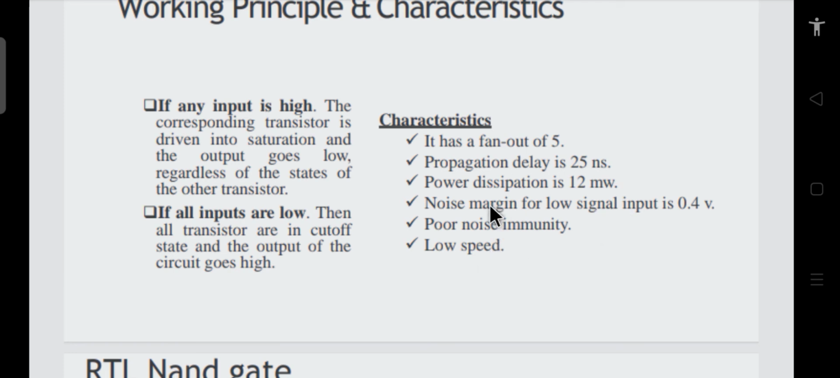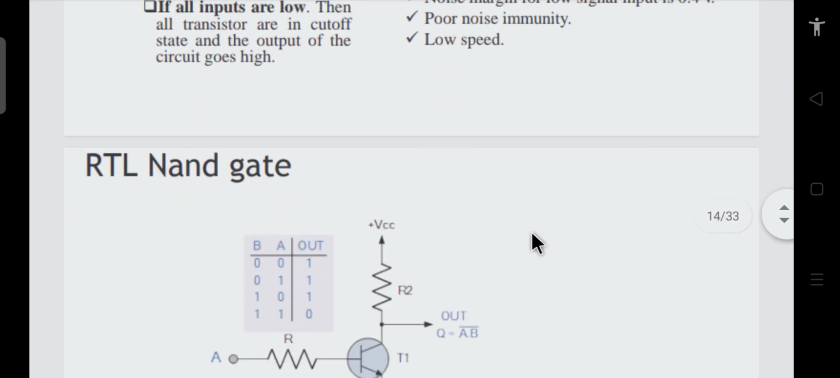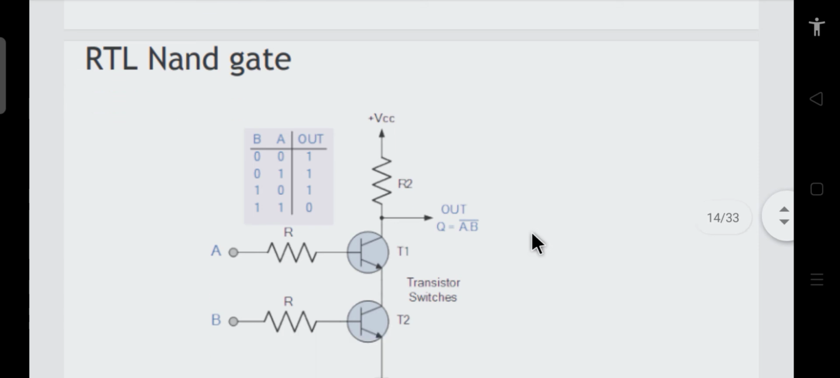And one of the disadvantages of this RTL logic family is that, because of the resistances, it offers very low speed and the power dissipation is also very high. The propagation delay is also very large, because the RC time constant will be very high. Fan out driving capability is also not very good. So these are the various characteristics of the RTL logic family.